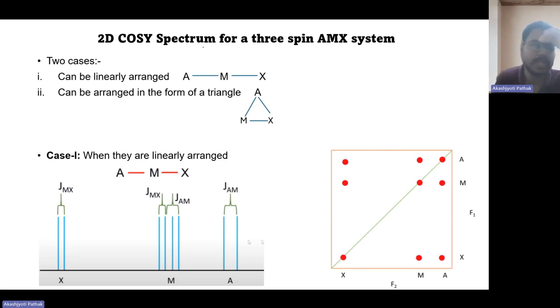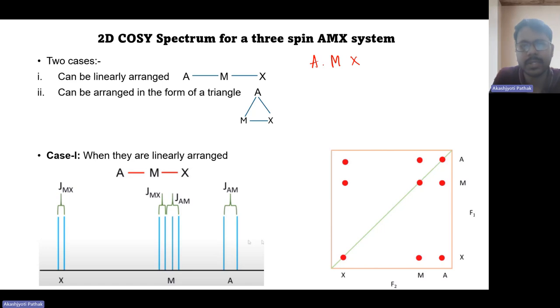Okay, now let's understand this concept. 2D COSY spectrum for a 3-spin AMX system. Till now we were discussing the 2-spin AB system. Now if you have a 3-spin system, you can consider that there are three spins: A spin, M spin, and X spin.